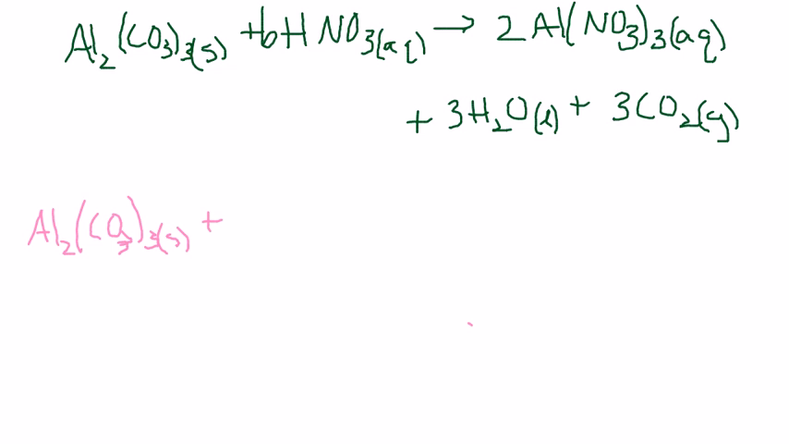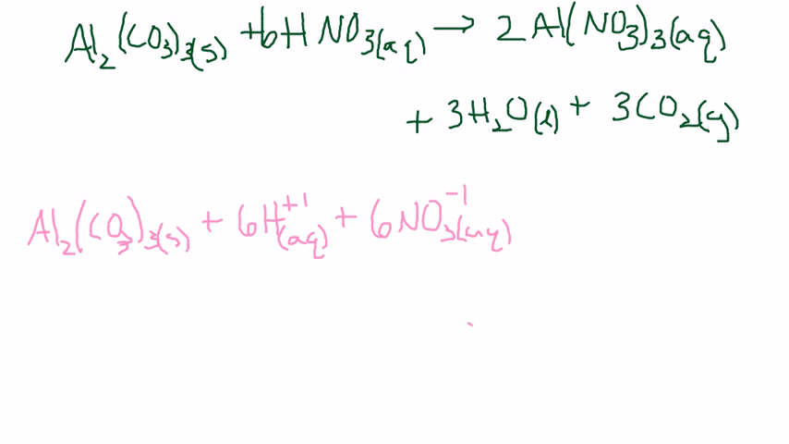We are going to split up the aqueous stuff. So we're going to have 6 H pluses, and those are still going to be aqueous. And then we're also going to have 6 NO3s, and they're also going to be aqueous. And those are a -1 charge.